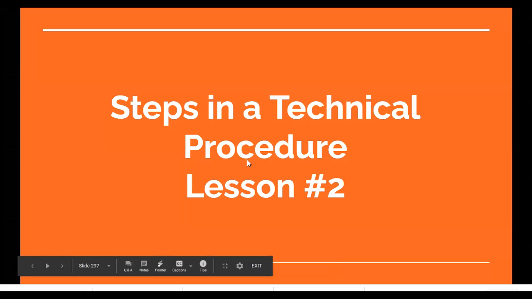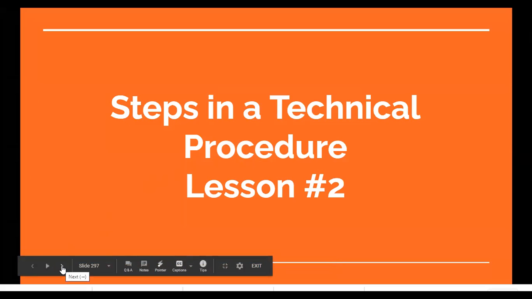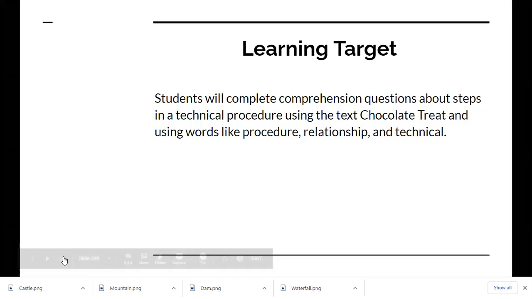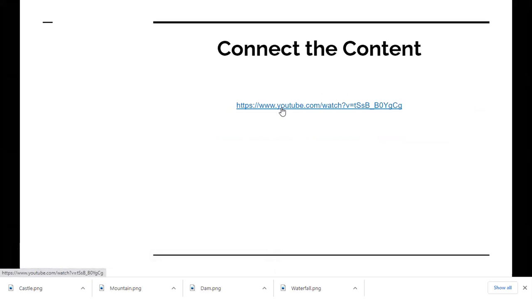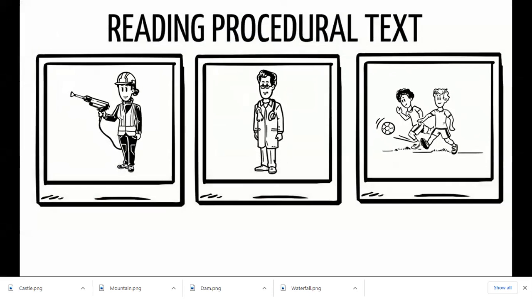Today, we will continue learning about steps in a technical procedure or procedural text. We'll be using the text Chocolate Treat. Let's first watch this video on steps in a technical procedure. Today you'll learn about reading procedural or how-to text to complete actions in our everyday life.